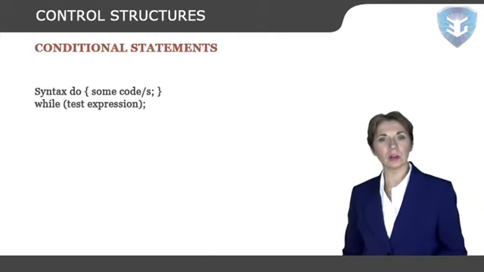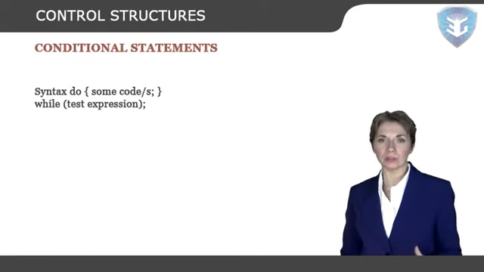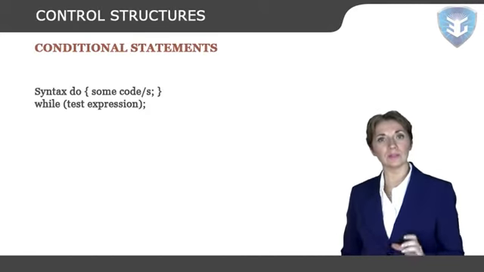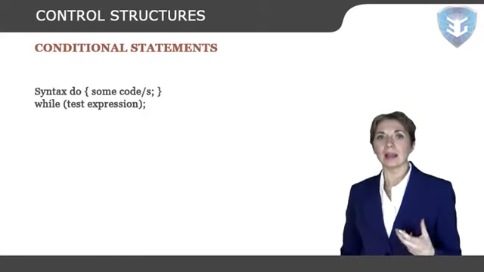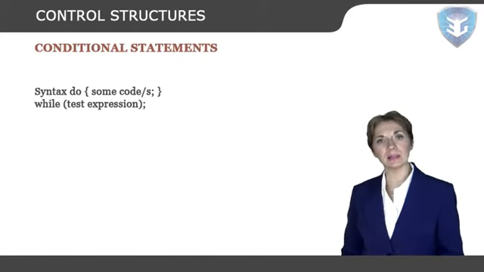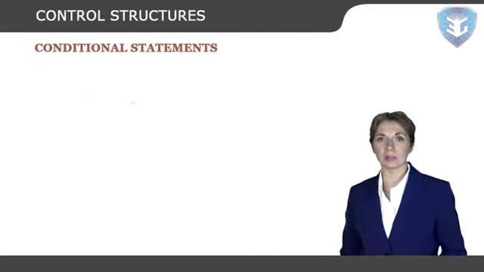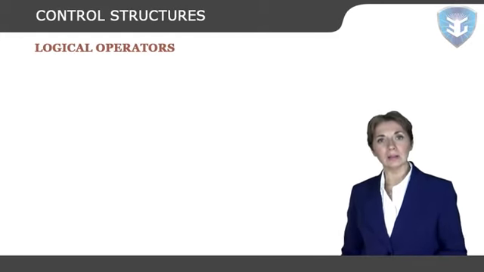At first, codes inside the body of do are executed. Then the test expression is checked. If it is true, codes inside the body of do are executed again, and the process continues until the test expression becomes false or 0.